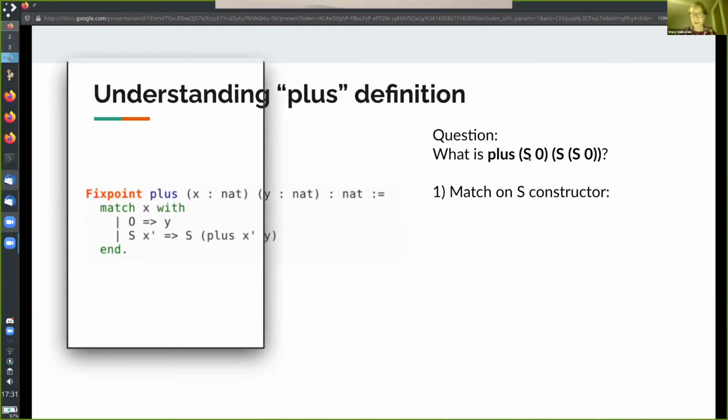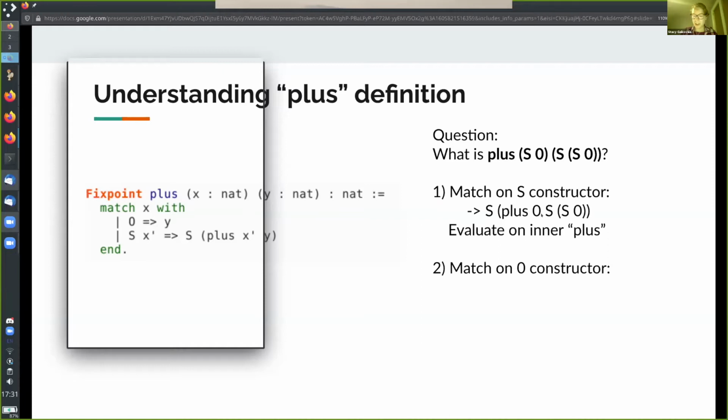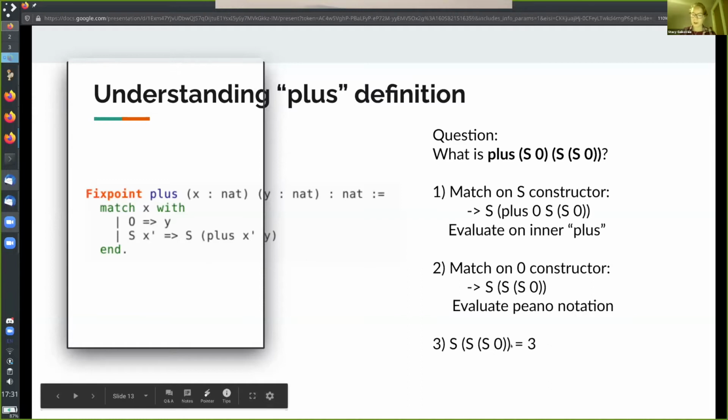So the first thing we do is we match on the s constructor of this leftmost term. So we get s of the sum of 0 and s of 0. Now the next thing we do is evaluate this inner plus. So we have to keep evaluating the function. So we'll match on the 0 constructor, which just returns y, or the second argument to the plus function. So we're going to have s of s of 0, s of s of 0. Then all we need to do is evaluate that to its actual numerical representation. So we have s of 0, which is equal to 3.